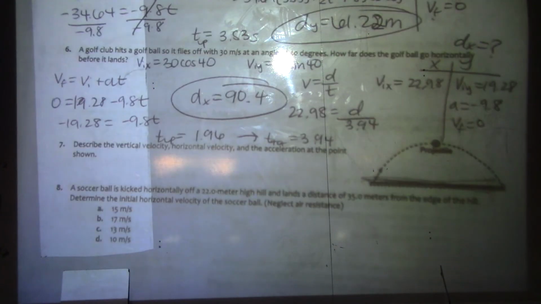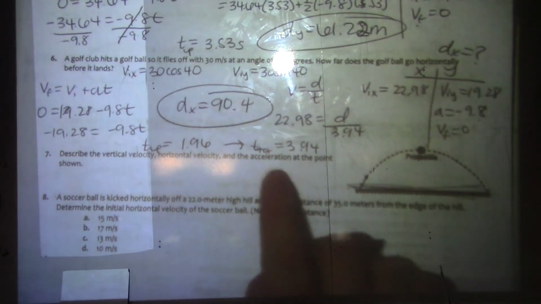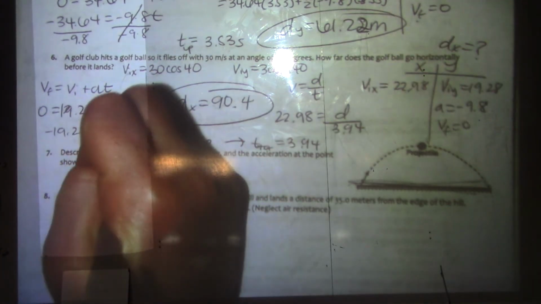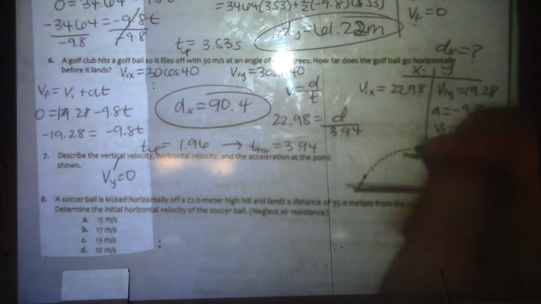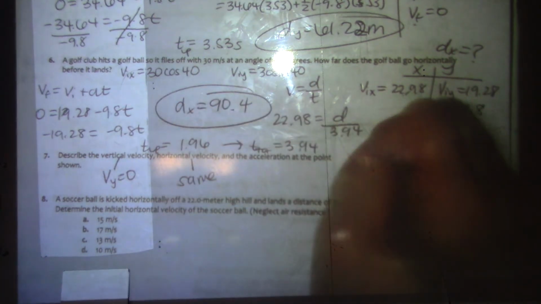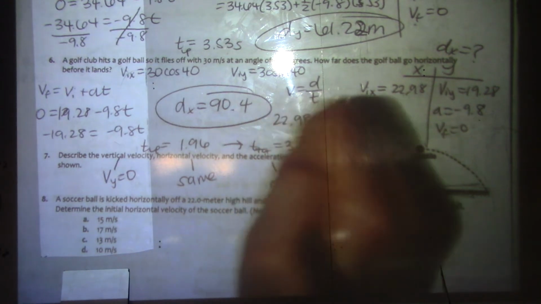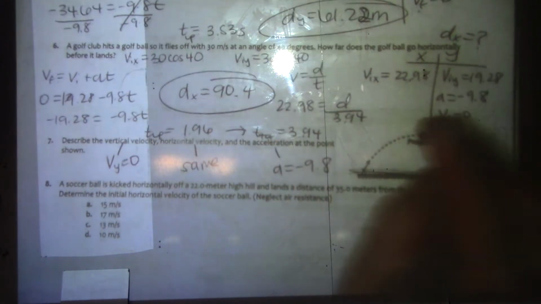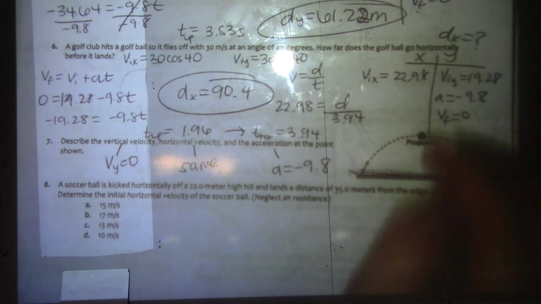At the point shown, we are describing the vertical, horizontal velocity and the acceleration. You know your vertical velocity, your y velocity, is 0 at the top. Your x velocity is the same as it was at the beginning, whatever it was at the beginning. And your acceleration is still going to be negative 9.8, right? The acceleration due to gravity, the force of gravity, isn't going to turn off just because it's at the top.